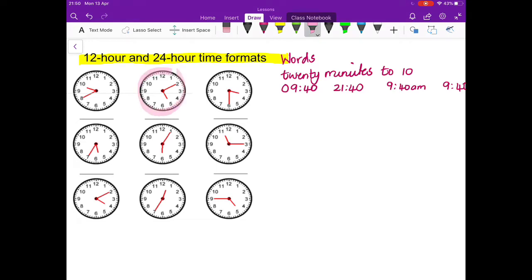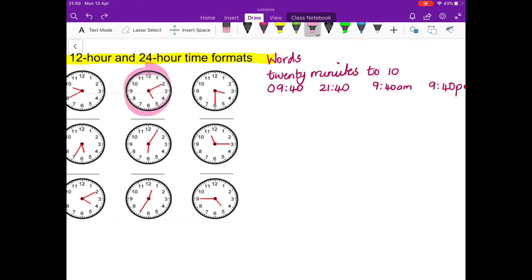So this clock shows us that it is 10 minutes past 5. So in words we're going to write 10 minutes past 5. And once again, we don't know if that is in the morning or in the afternoon. So using the 24-hour clock, you are going to write 05:10. That will tell you it's 10 minutes past 5 in the morning. If it was evening time, it would be 17:10.